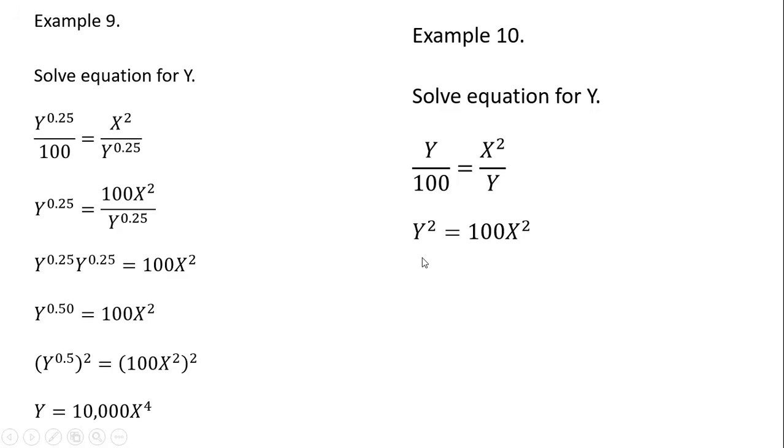And now again, we just want to isolate the y. So we can take the square root of both sides to isolate the y term. So y squared, and the square root of that is just y. The square root of 100 is 10, and taking the square root of x squared is just x. Okay, so rules of exponents, we're just going to multiply these 2 times 1/2 and 2 times 1/2.